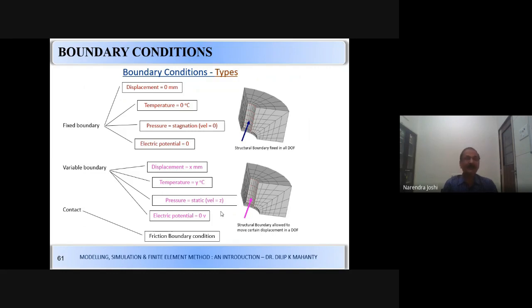There's a structural aspect, thermal aspect, you can see fluid flow. Flow is happening from one point to another point. It is losing its temperature, it may lose its pressure, it may lose its velocity, like that. And some contact, friction boundary conditions.